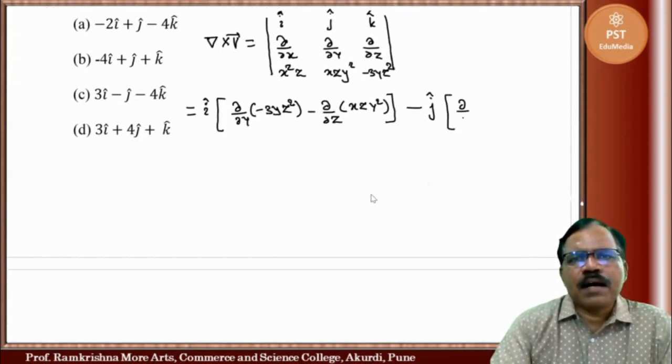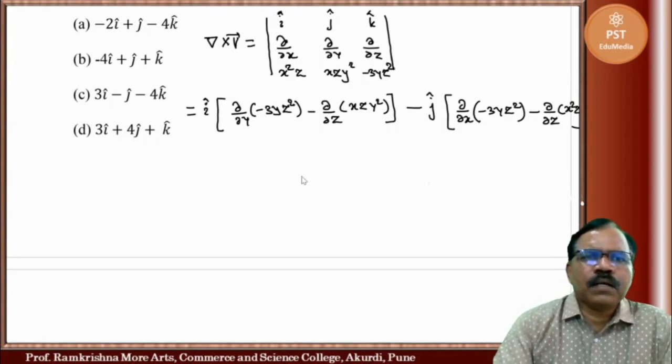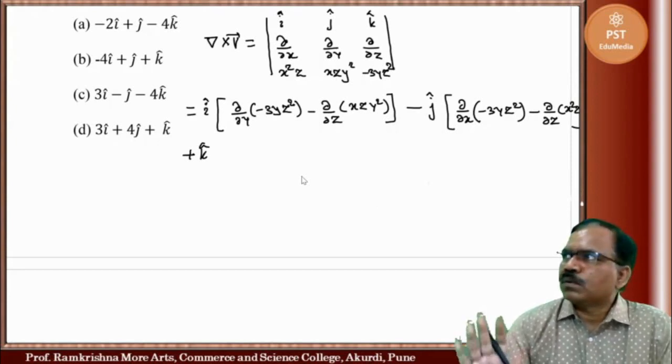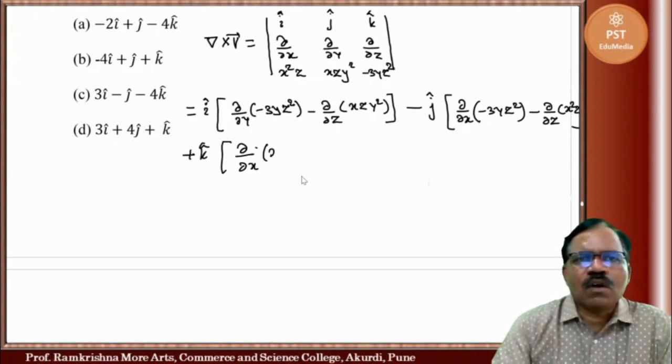Del by del x of minus 3y z squared, minus del by del z of x squared z, plus k, del by del x of x z y squared, minus del by del y of x squared z.